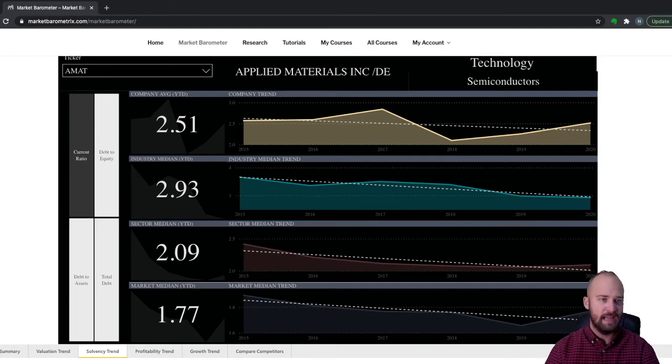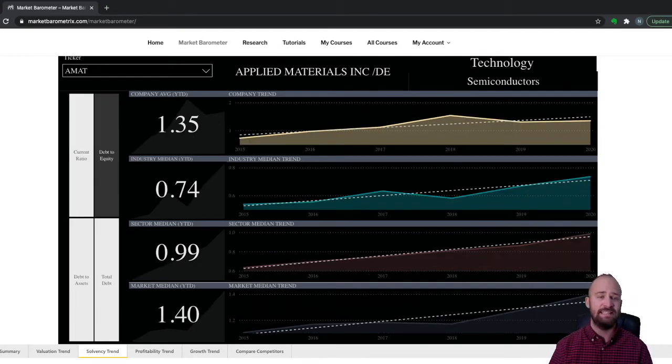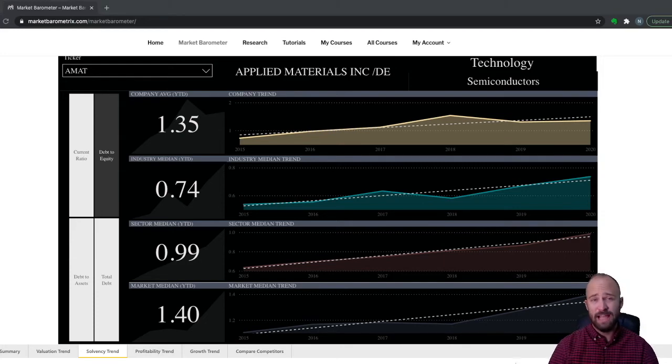Next, let's take a look at Applied Materials' debt to equity. With a year-to-date average debt to equity of 1.35, Applied Materials is sourcing a greater proportion of its capital funding from debt than equity relative to its industry and sector peers. And that's something that's definitely jumping out at me and warrants further investigation. In general, a high debt to equity ratio like this, especially relative to industry peers, is indicative of increased risk. But with increased risk comes increased potential.